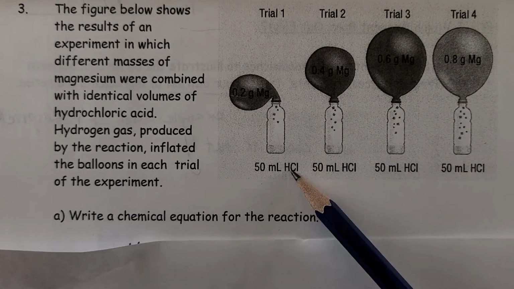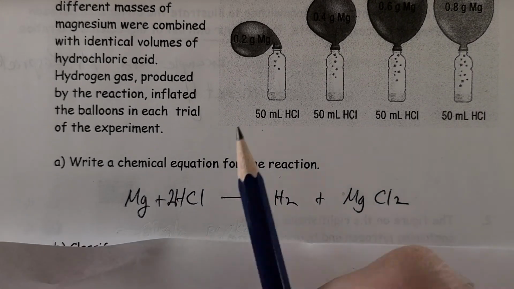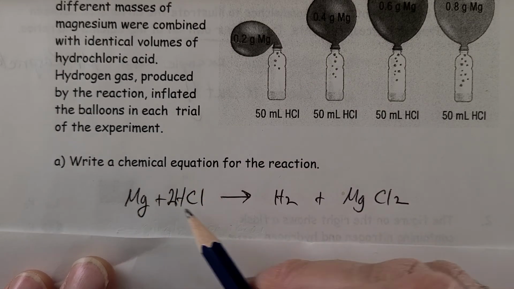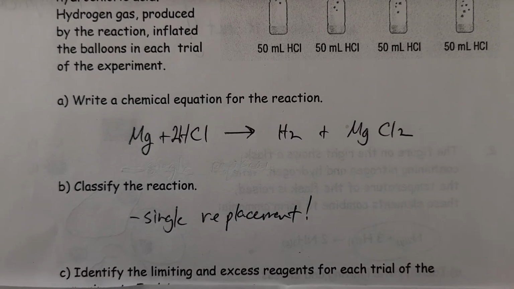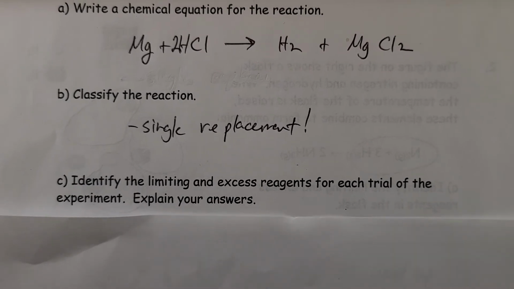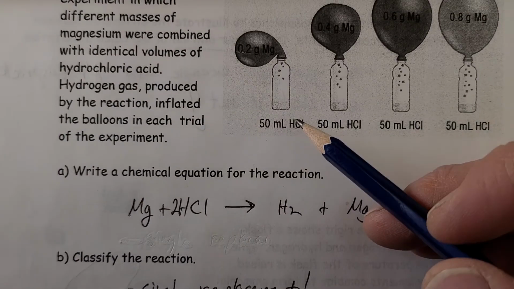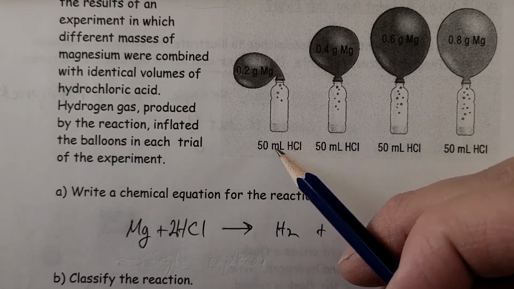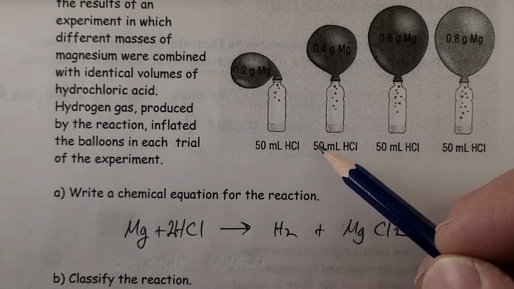Okay? So we have HCl and magnesium, and of course you can tell, oh, that's a single replacement reaction. So we have the magnesium, it's more active than hydrogen, so it replaces it, giving us hydrogen gas and magnesium chloride. So of course that's a single replacement. And in this chart here, identifying the limiting and excess reagents for each trial. So if we take a look here, to kind of figure this out, compare trial 1 to trial 2. So here we have 50, 50, 50, 50. So we have 50 mL of hydrochloric acid throughout.